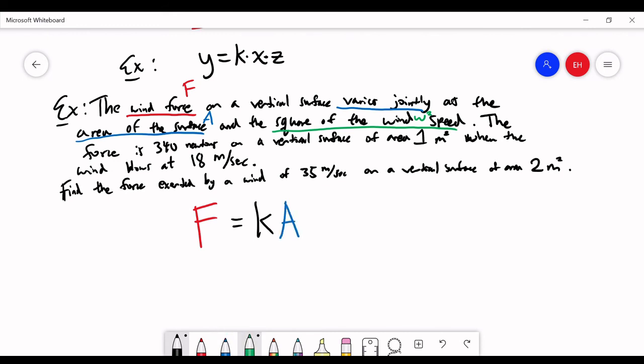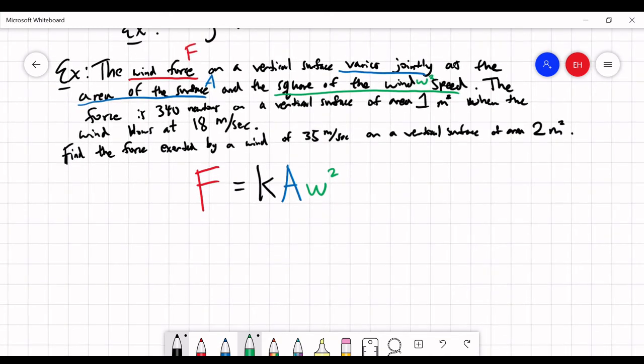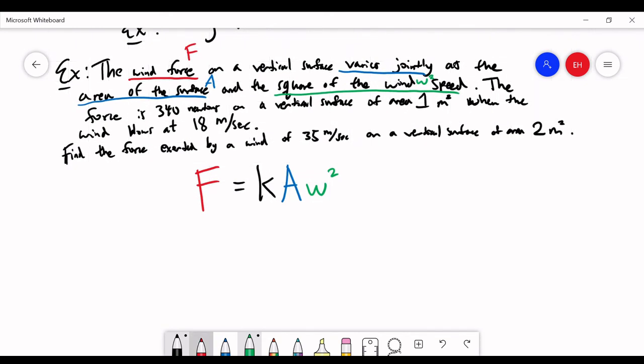So how do I write that as an equation? Well, wind force varies jointly, so F equals K, and then it's jointly, so I know I'm just going to multiply a bunch of things together. K times the area times the wind speed squared. So it's F equals K times A times W squared.